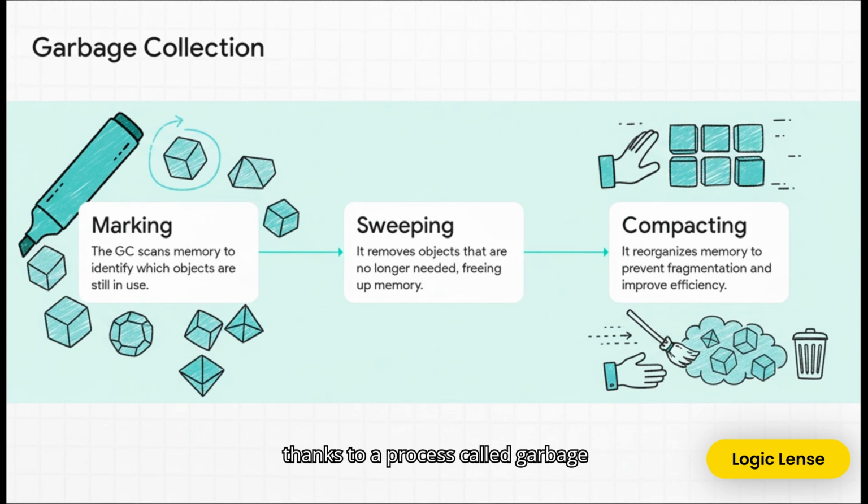It's all thanks to a process called garbage collection. I like to think of it as a little three-step dance. First, it does a mark step. It finds all the objects your application is still using. Then it does the sweep. It gets rid of everything that wasn't marked. And finally, to keep things neat, it compacts the memory. So just remember, mark, sweep, compact.